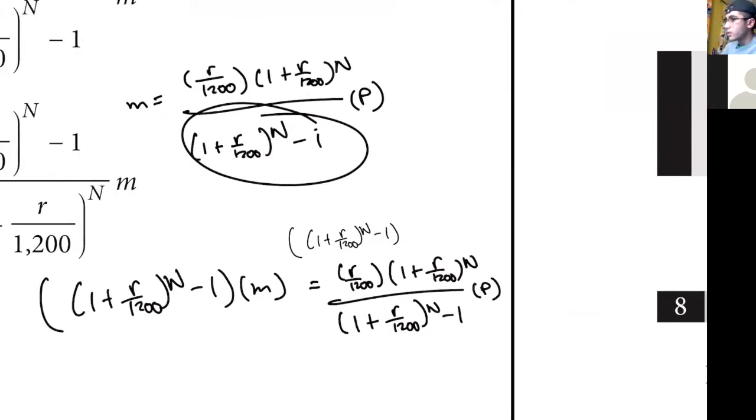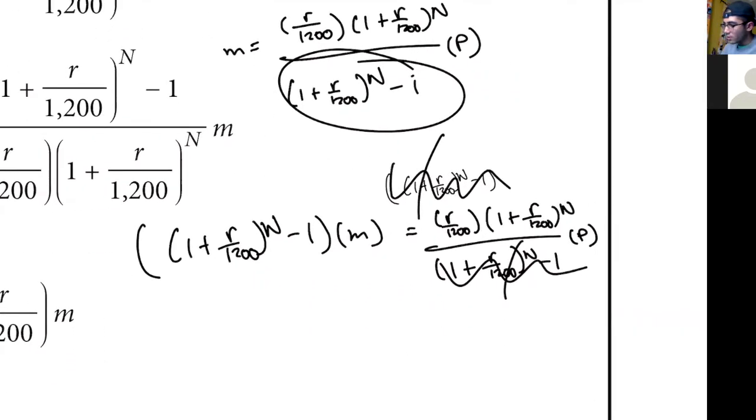So now we can get rid of these two values right here, right? Because if there are same values in the numerator and the denominator, you can just cancel them out, right? You got that much, right? So we're going to get rid of this and we're going to get rid of this. So now we're just left with this equation right here.